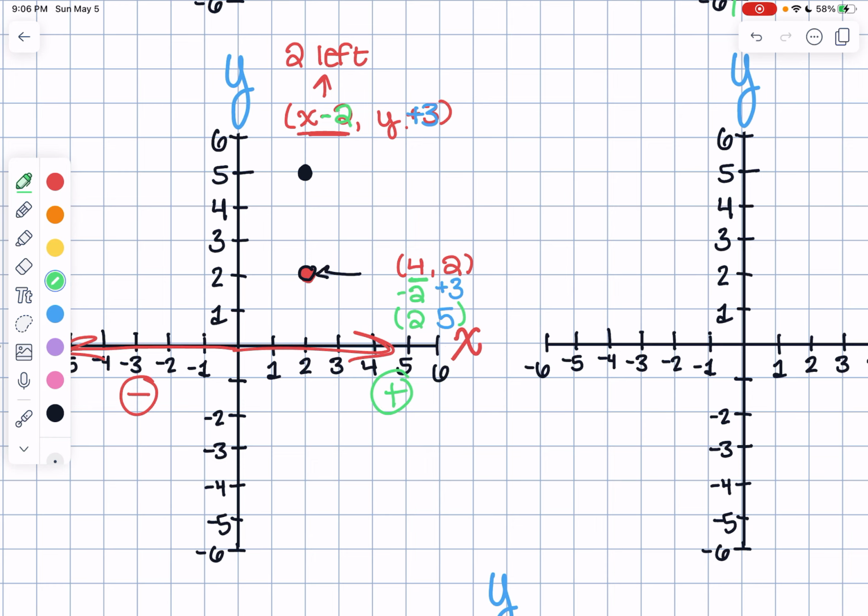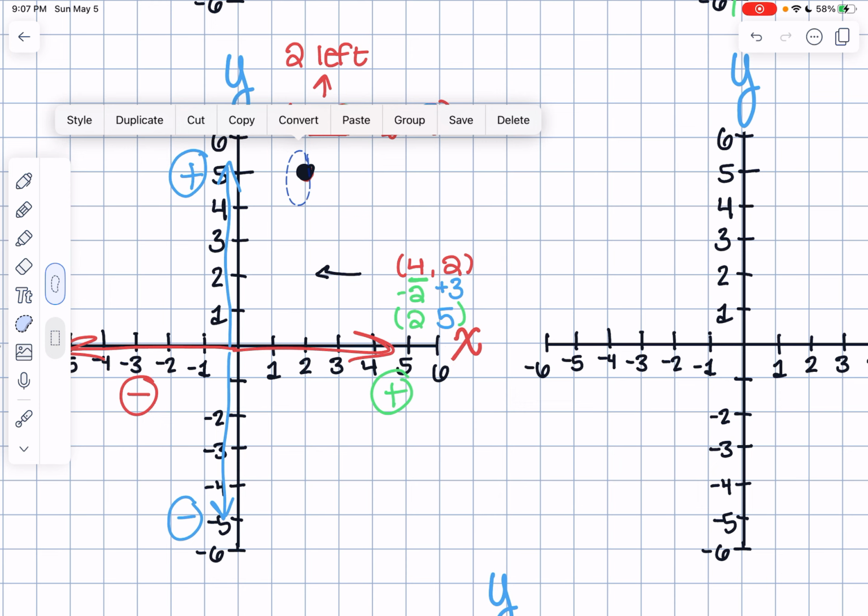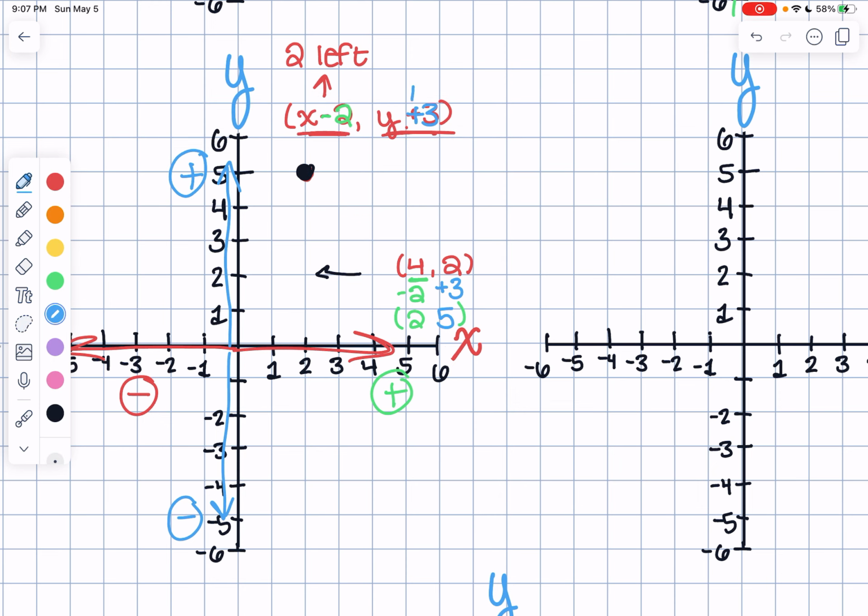Then for my y, I am adding 3. So we know that x goes to the left or right, well, y goes up and down. So if I'm adding to y, I can think in my head, it only makes sense that I would be going up, right? And that's exactly what happens here. We move this point 1, 2, 3 units up. So y plus 3 is going to be moving 3 units up. If it was y minus 3, that would be moving 3 units down.